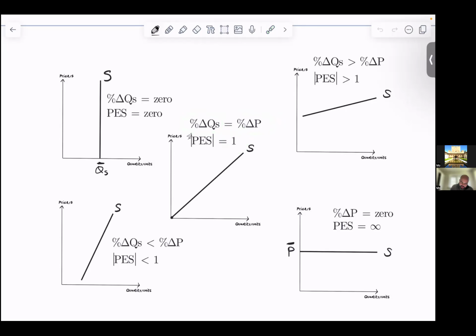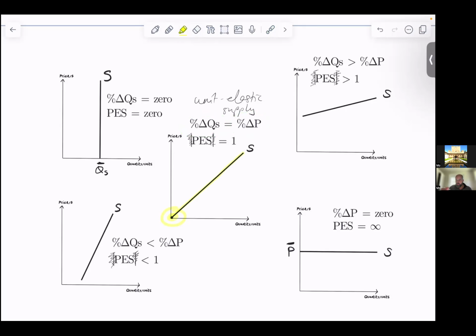Ignore the absolute value here because PES is always positive. I think that was a mistake. There you go. Just ignore this absolute value sign. So when PES is equal to 1, we say that this is unit elastic or unitary elastic supply. That means the percentage change in quantity is equal to the percentage change in price. Any unit elastic supply curve will always begin from the origin. So regardless of how steep or flat it is, if it begins from the origin, it is unit elastic.